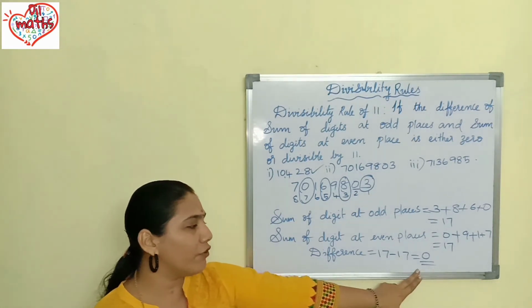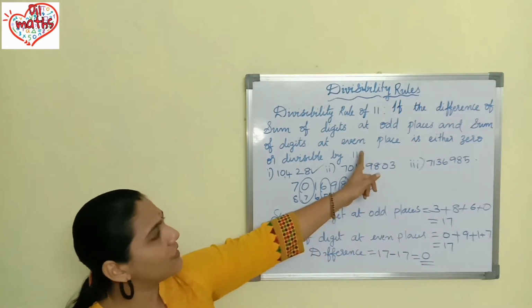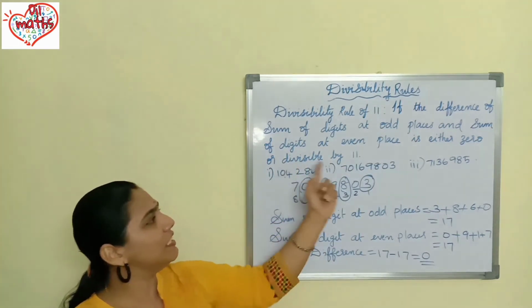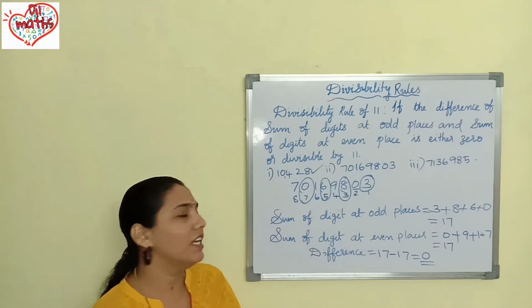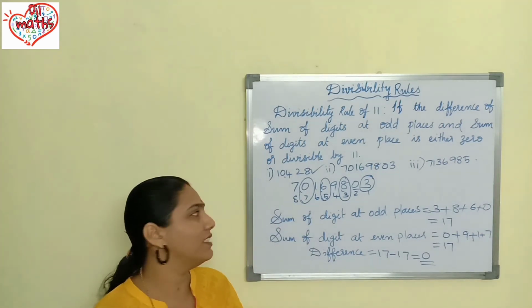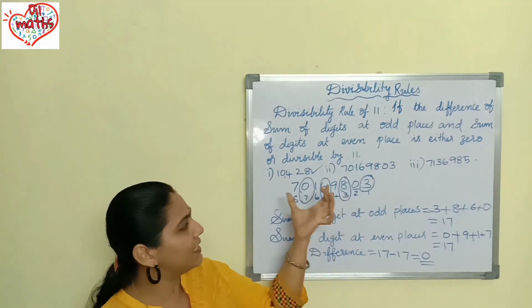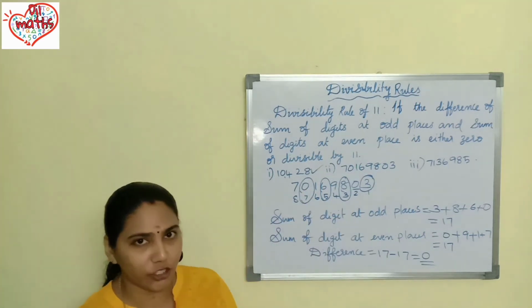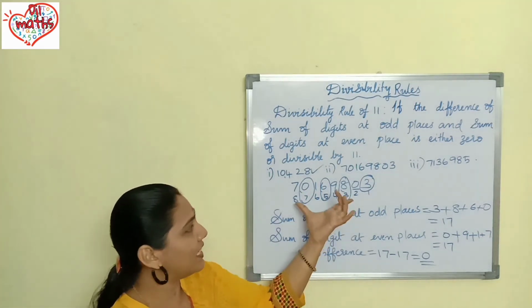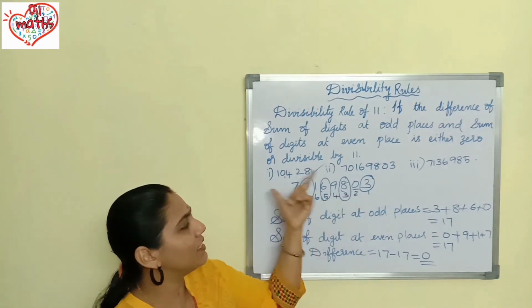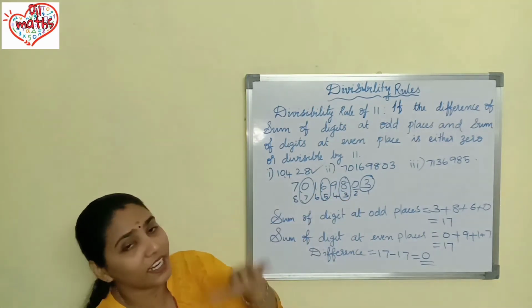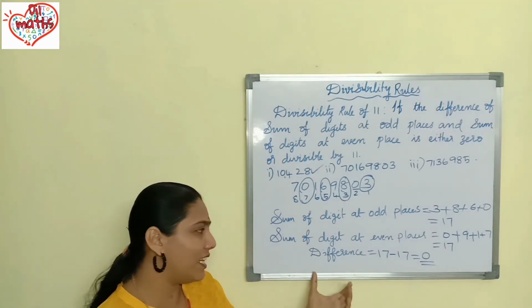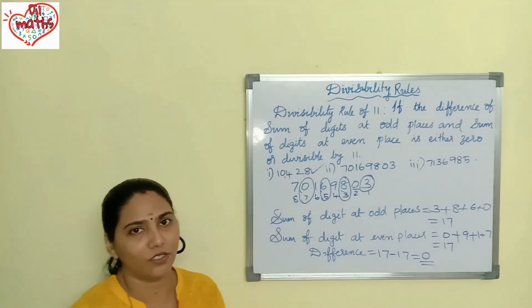If you got the difference as 0, what is the divisibility rule? If the difference is either 0 or divisible by 11, you can say that the number is divisible by 11. That means the given number, 7,1,69,803, is divisible by 11. You can see that this is a big number. It is really difficult to divide and find out whether it is divisible, so by using this simple method, you can easily find out whether it is divisible by 11 or not.